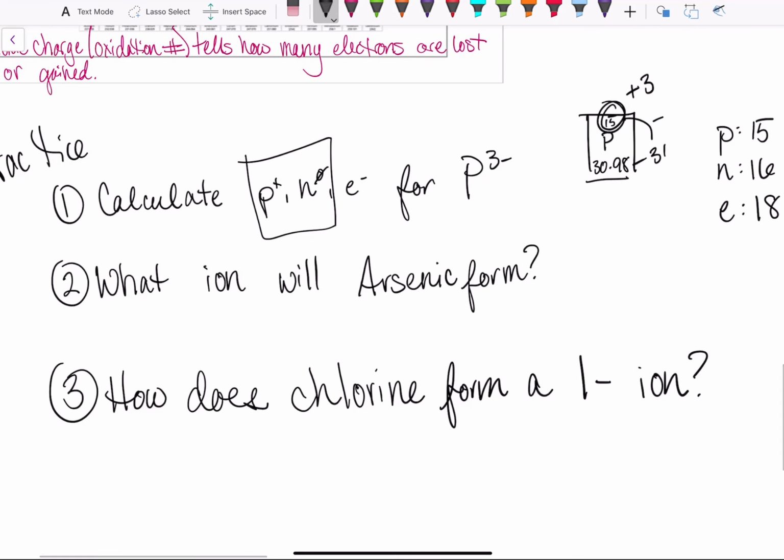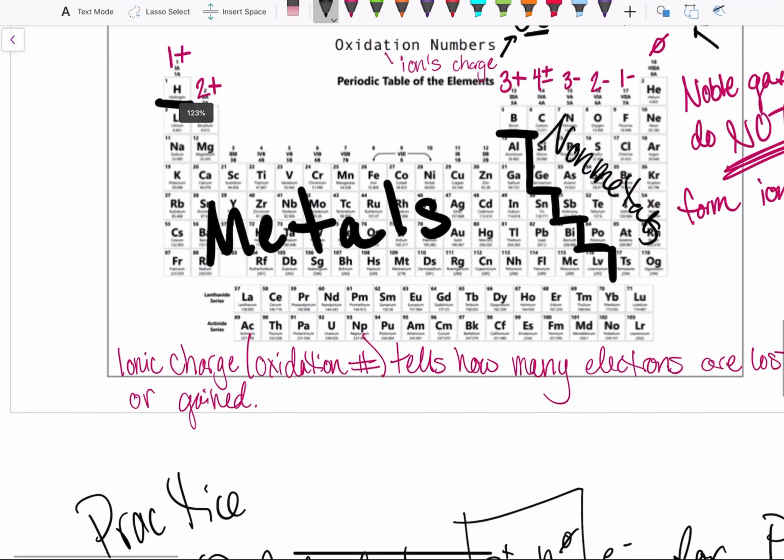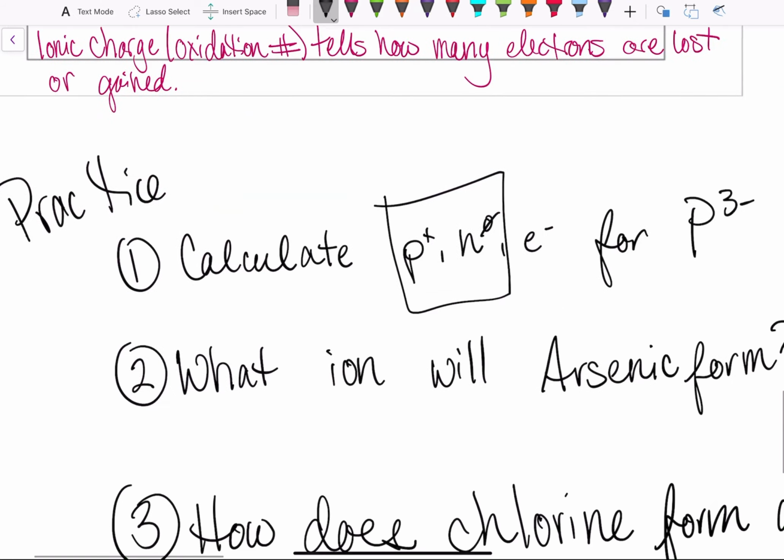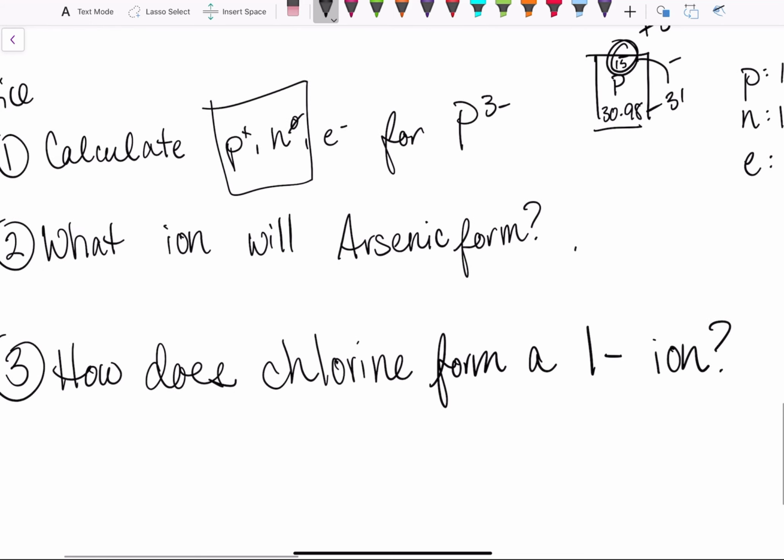Next, what ion will arsenic form? So arsenic is right here. It is in group number 15, and it will form a 3- ion. So arsenic will form As3-, and this is an anion because it's negative.